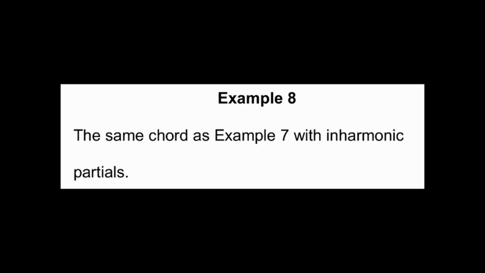Example 8 plays the same chord with inharmonic partials. And example 9 plays the entire passage where this occurs. The notes are the lowest C in the piano, 5.00, G an octave and a fifth above that, 6.07, and E an octave and a third above middle C, 9.04. These 3 notes span over 4 octaves.